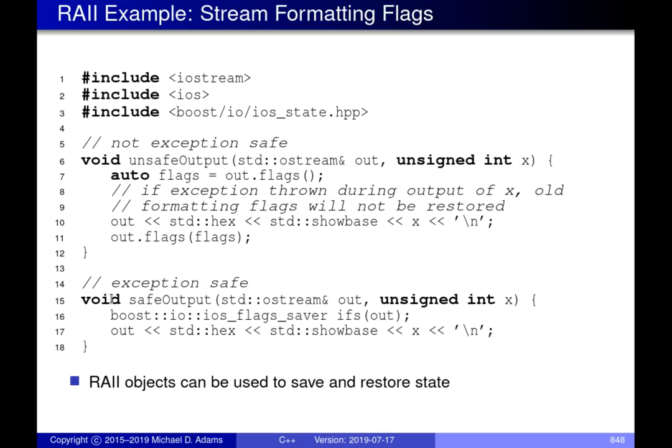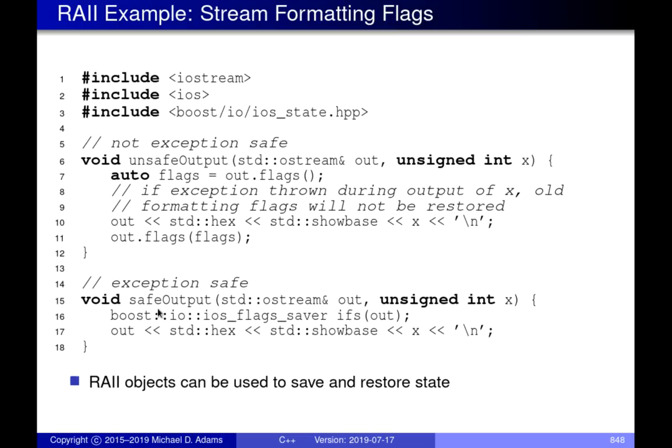So this would be a more safe way to do output when there's a potential that exceptions could be thrown. And even if we didn't have exceptions happening, arguably this is still a better way to do things, because the common mistake is of course, you write the code this way and you forget to set the flags back, right? You forget the part that restores the state.